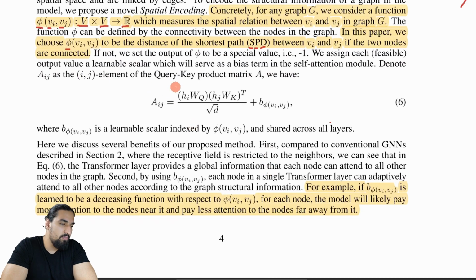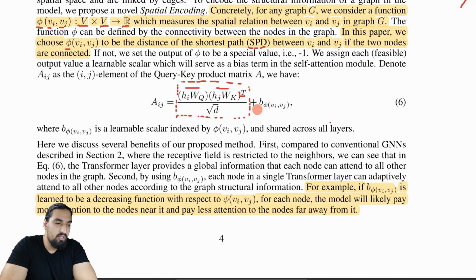So again, we have this equation. As you can see, this is basically the transformer equation. We have just the dot product between the query vector and the key vector, this is transposed, and we just scale it, where d is the number of dimensions in those vectors. We just take a square root. Okay, so this is the transformer part, and that's not that interesting.